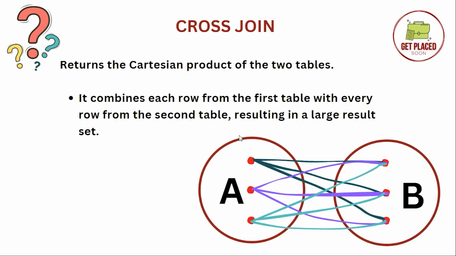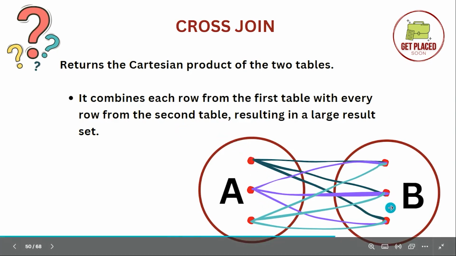Now let's move ahead. We have cross join. Cross join returns the Cartesian product of two tables. So we have two tables A and B and we just retrieve the Cartesian product, which means each row from the first table with every row from the second table, right? So for example, you have three rows in the table A and three rows in table B.